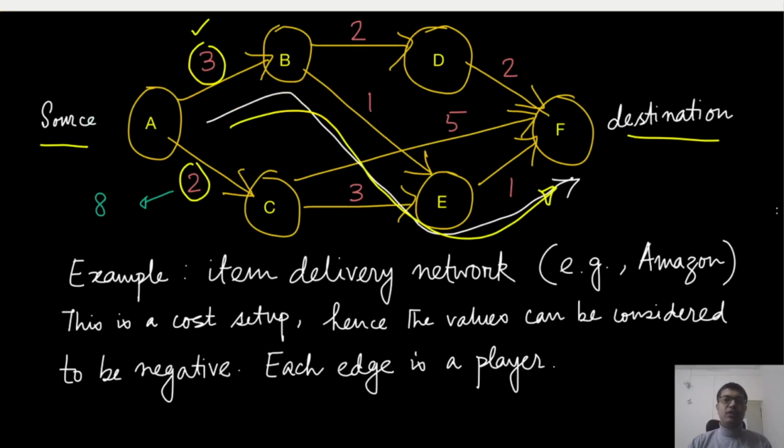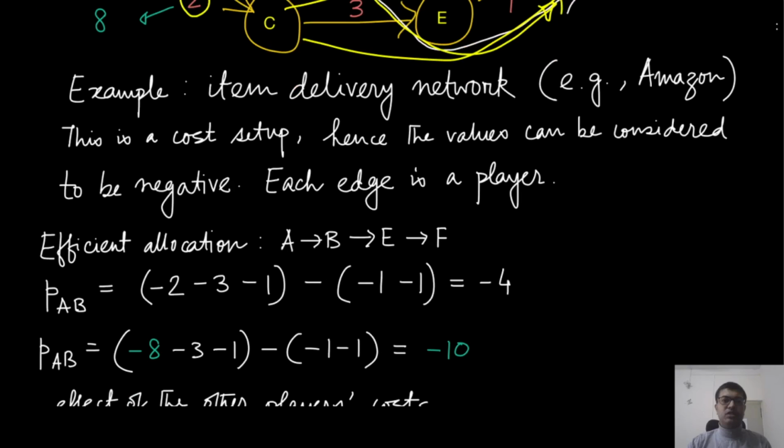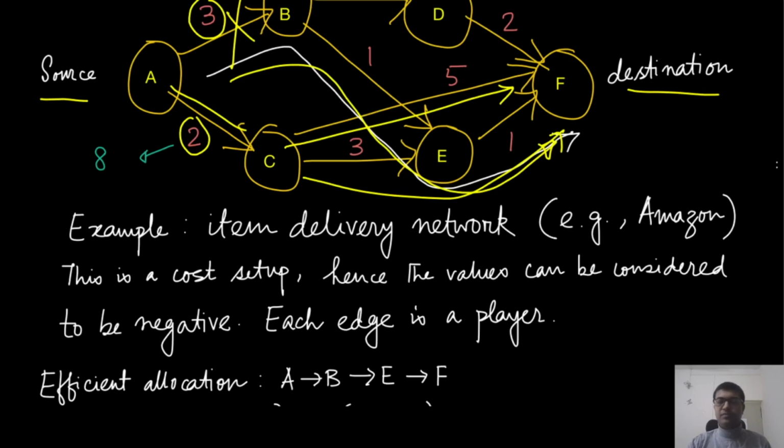We'll have to find out the efficient allocation. To compute the VCG payment, we'll have to first remove that player. If you remove this edge, then there is only one other possibility in which you can go. You have to go via A to C, and then you have the possibilities of either going through this path or this path, right? And you can find out that this is a shorter cost. So this path ACEF will be taken now, which has the cost of -2, -3, -1. So this is the valuation of that path.